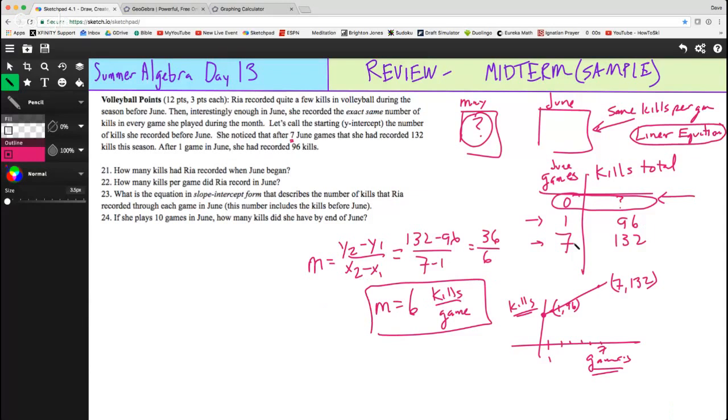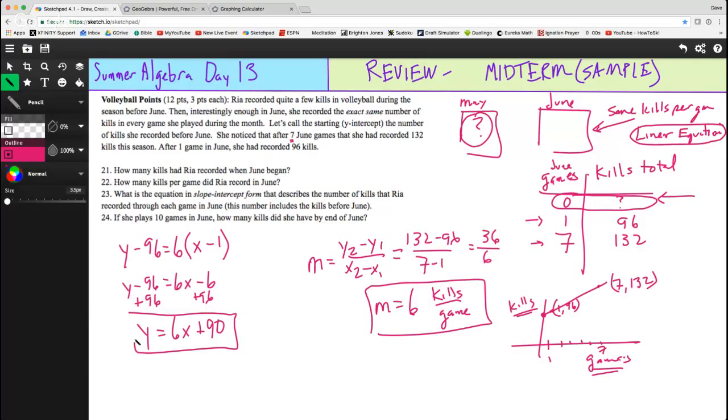We're going to need the slope-intercept form of this line, so let's do that now. I'm going to use this point here, 1 and 96. y minus 96 equals 6 times x minus 1. So y minus 96 equals 6x minus 6. Add 96 to both sides. And our equation then is y equals 6x plus 90. So wow, we have our y-intercept. We have our starting point. This must be 90.